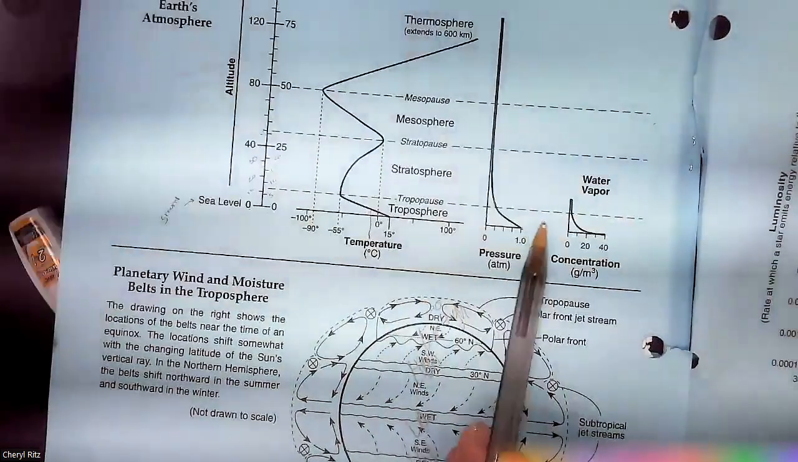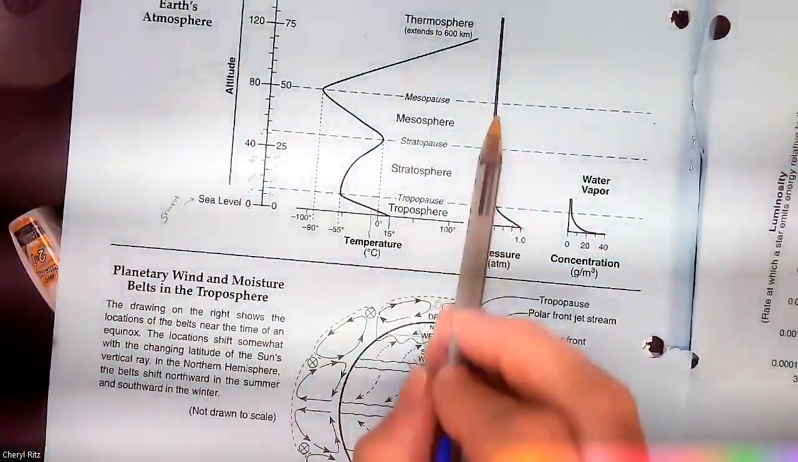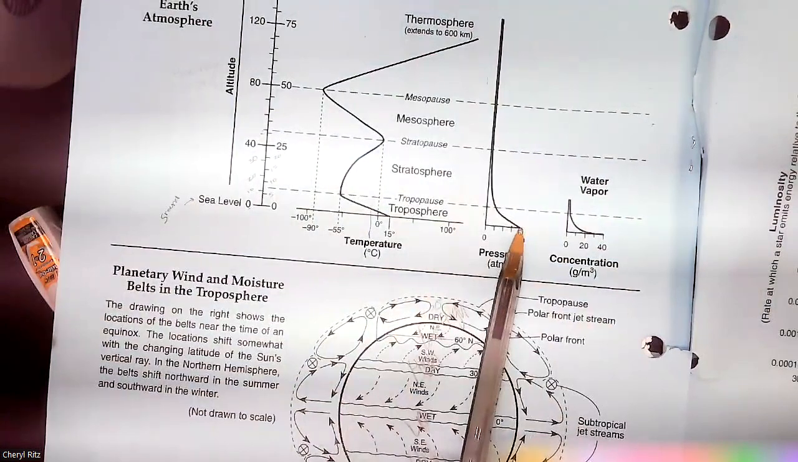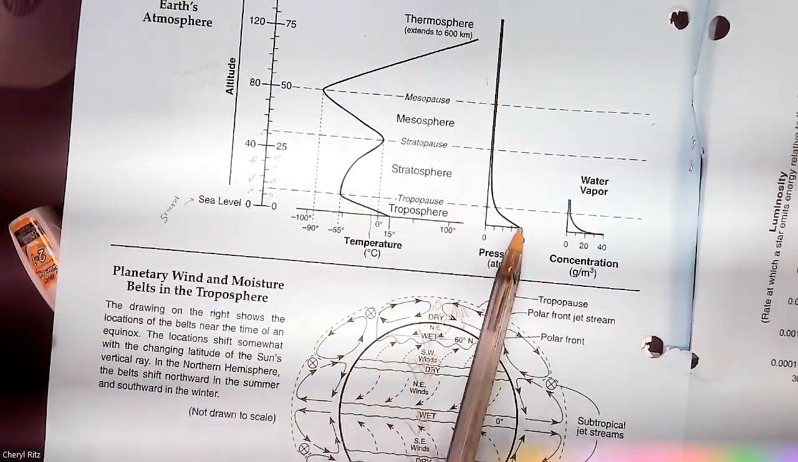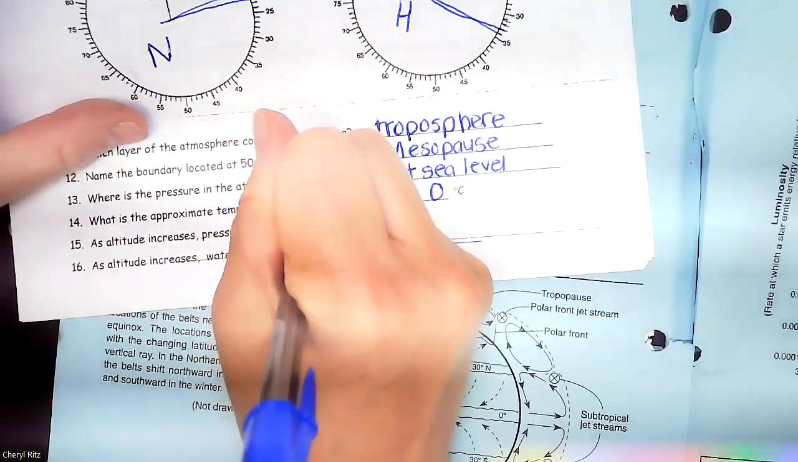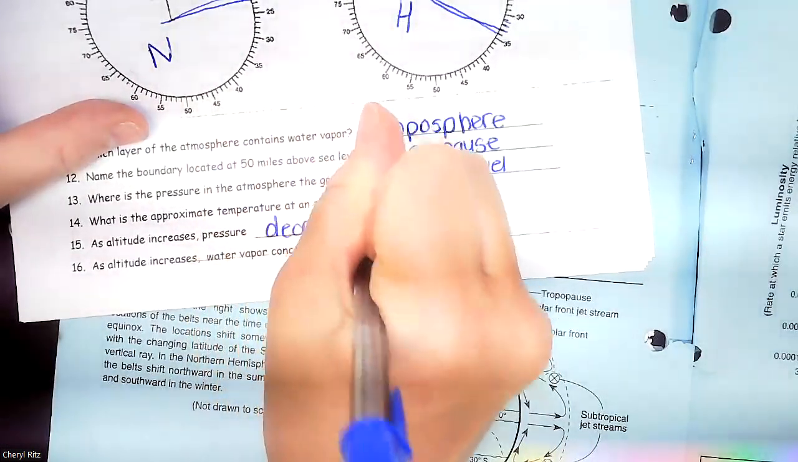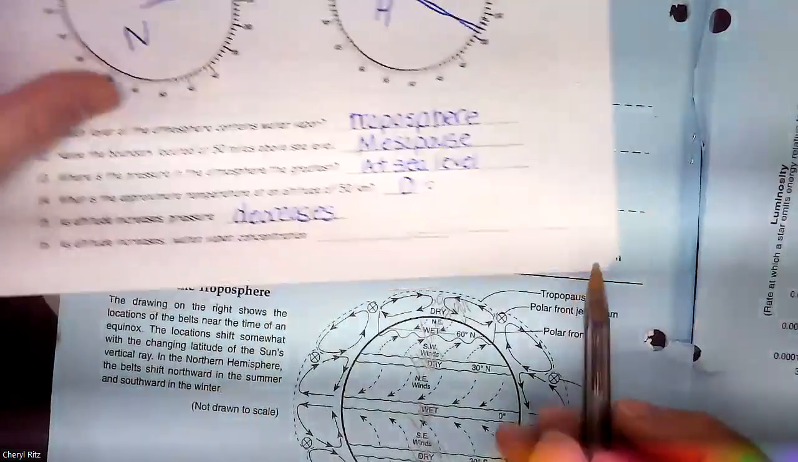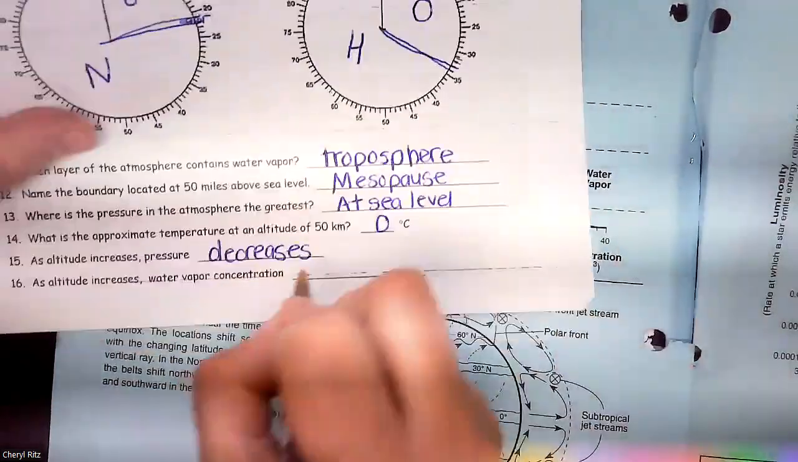As altitude increases, so as we go higher up the y-axis, pressure goes from 1 at the ground to 0 up in the air. So pressure decreases. And as altitude increases, water vapor also decreases.